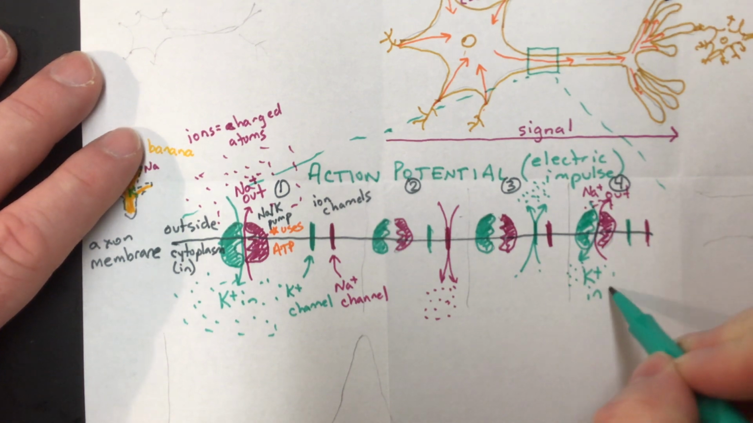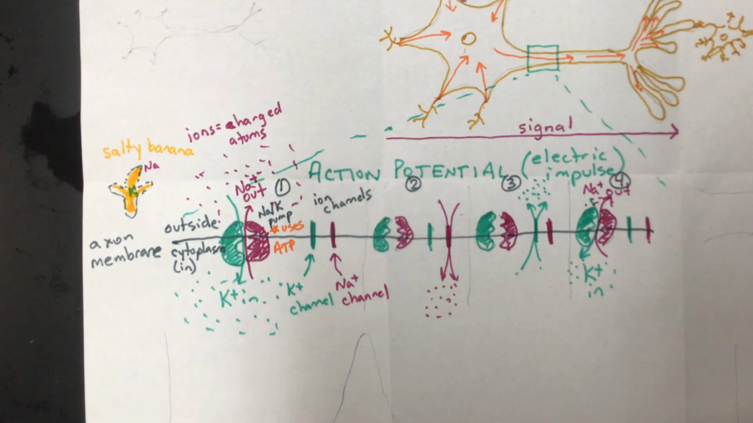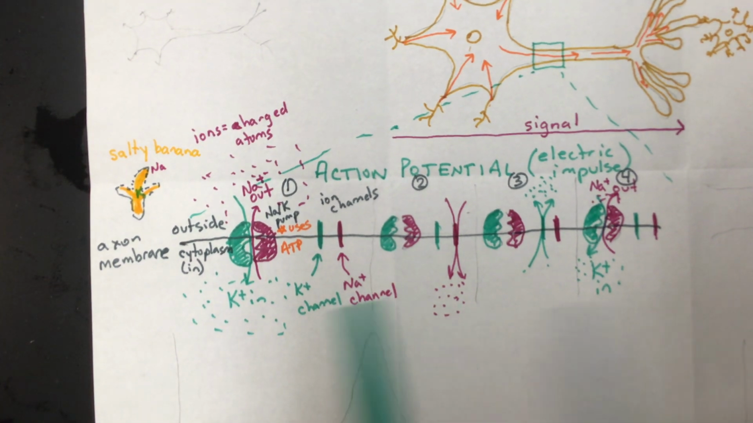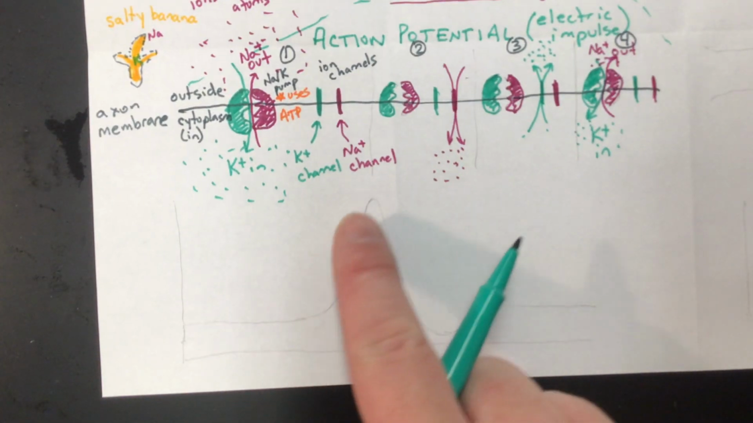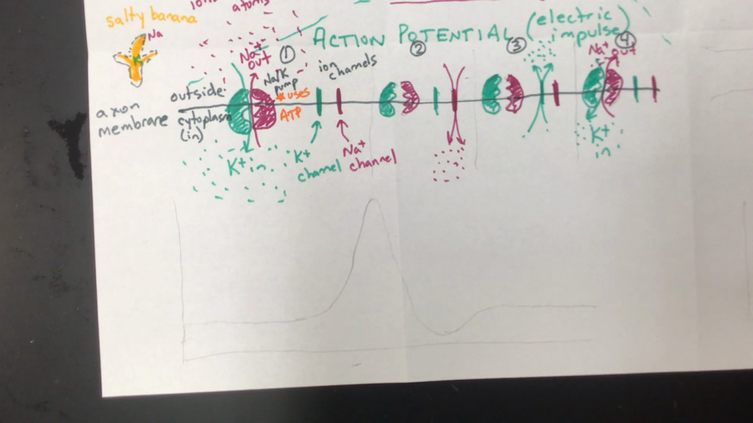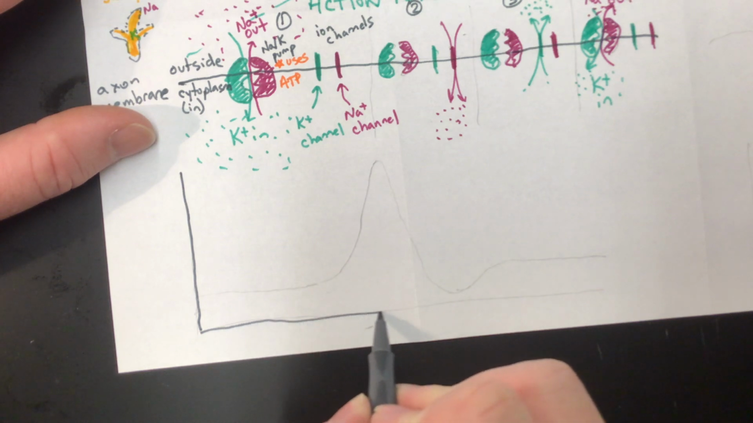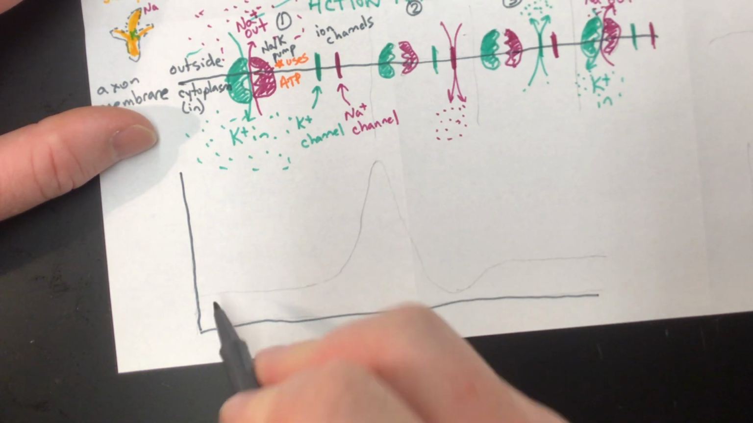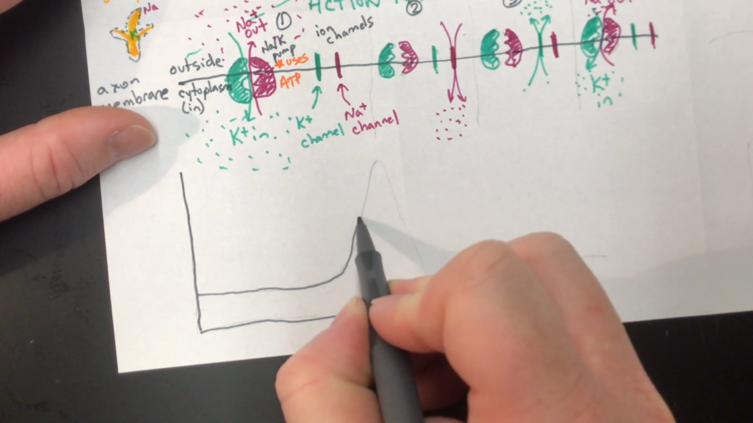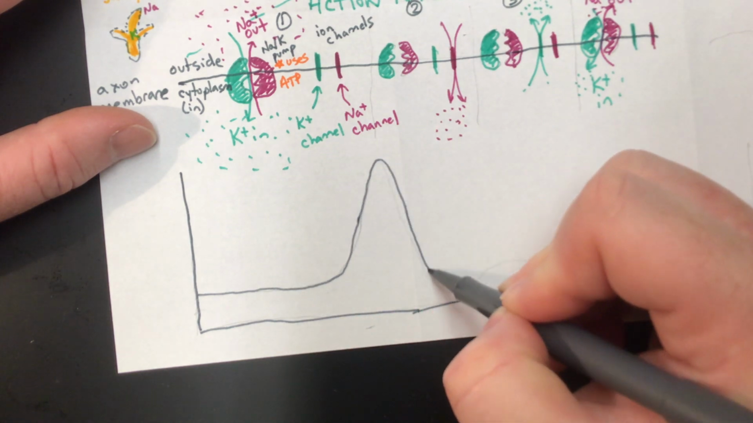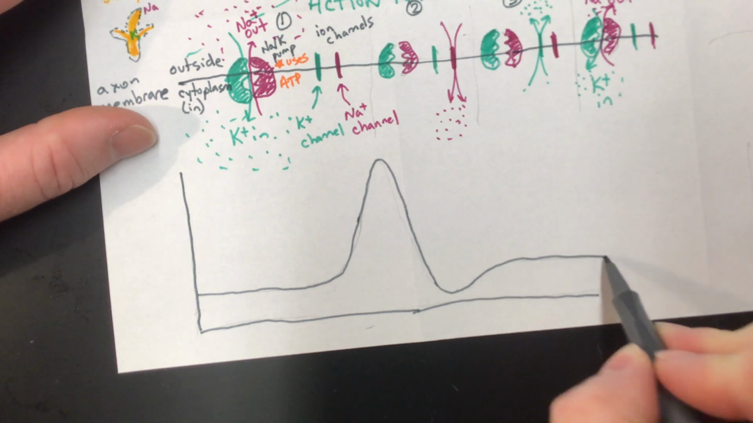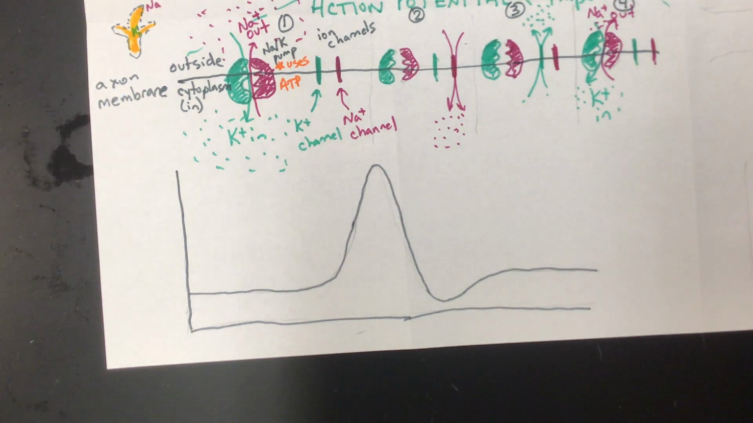So when we say that neurons use electric signals, what ends up happening is we're just changing the location of these ions, of these charged atoms. And you can track that change in charge by using a graph like this. Let's draw that in. This graph shows the change in electrical activity across the membrane of a neuron during an action potential, during an electric signal.